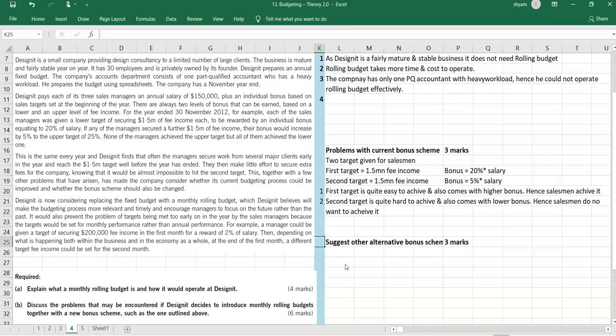I think third point, I think we'll put it here. So we'll take it as how should the bonus scheme be. Okay, that also we'll check. But before that, we have another paragraph. We'll read this and we'll check.